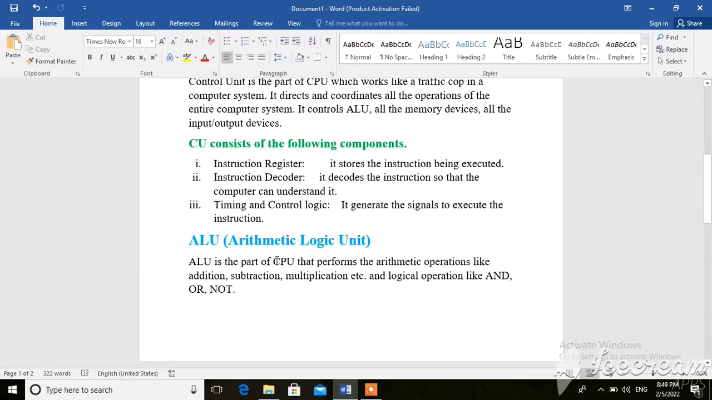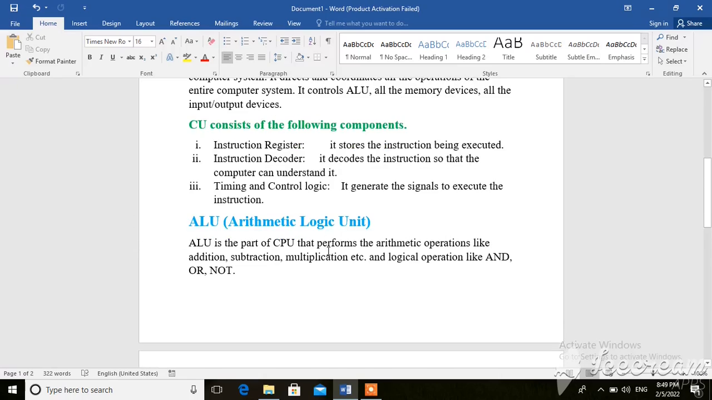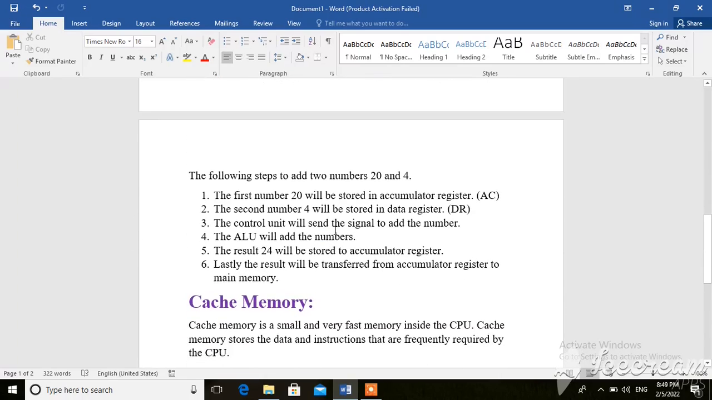उसके बाद आते हैं ये ALU, arithmetic logic unit. ALU is the part of CPU that performs the arithmetic operations like addition, subtraction, multiplication, etc. and logical operations like AND or NOT.